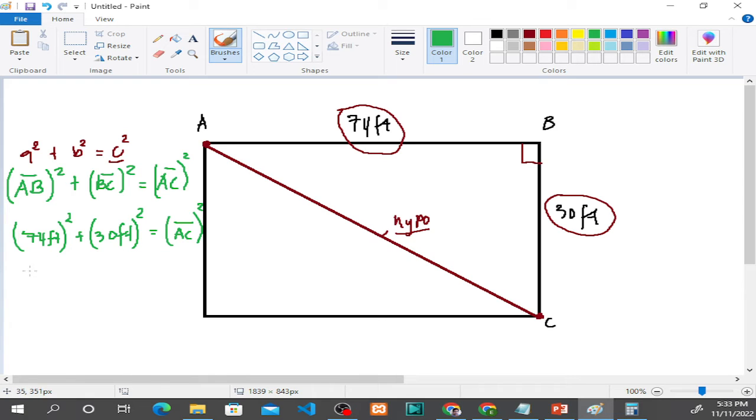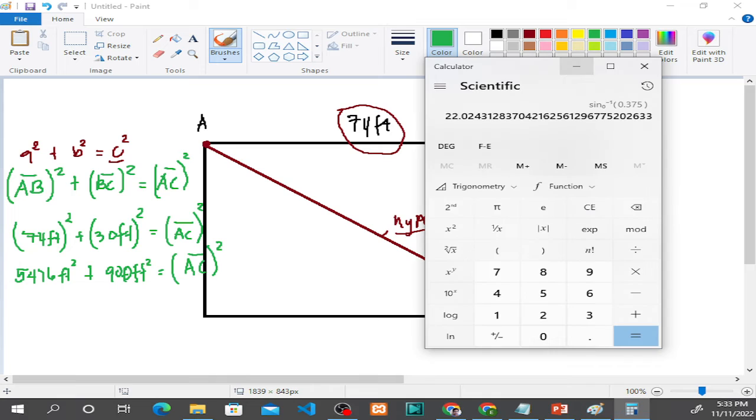When you square this, it's 5476 feet squared, plus 900, and then that's equivalent to this one. If you want to check, you can get your calculator, and then we can check. So if you bring in your calculator, it's in here.